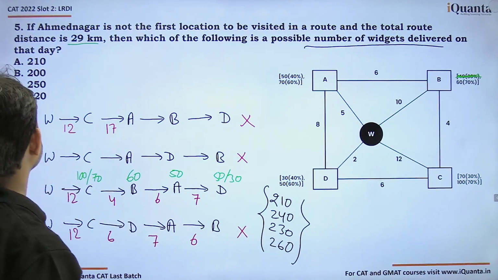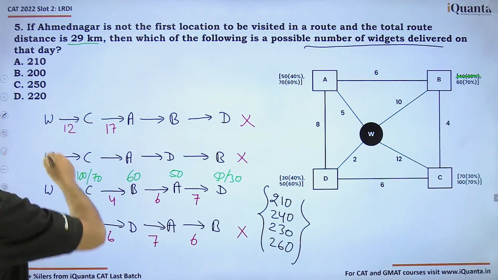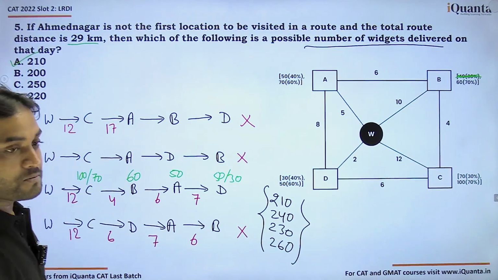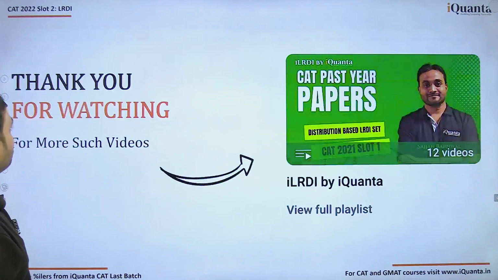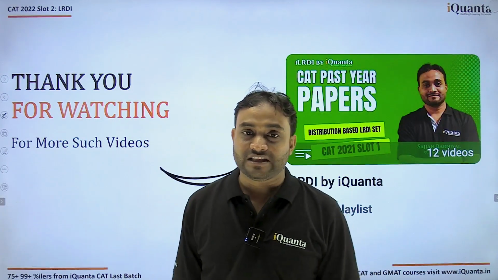In options, if you check, there is only one of these values given, which is 210, option A. So with this, we are done with this set.